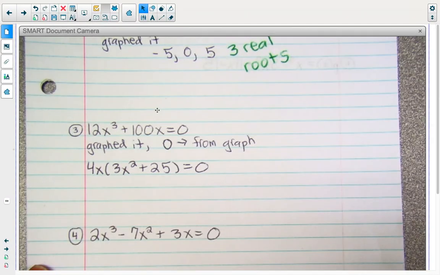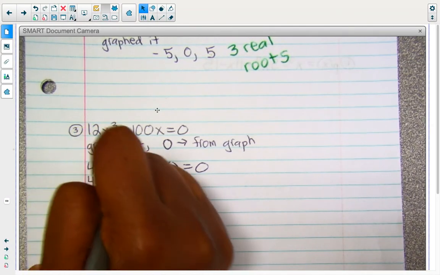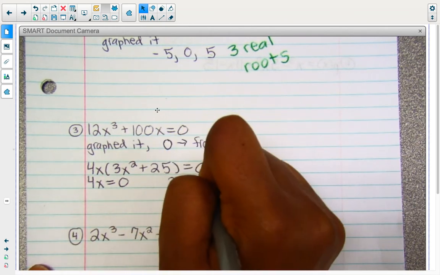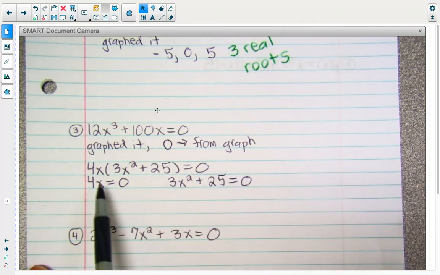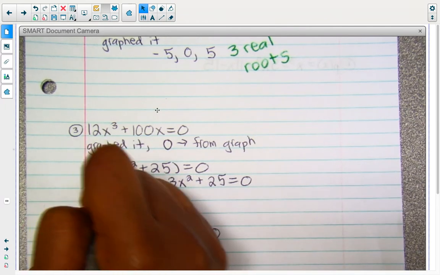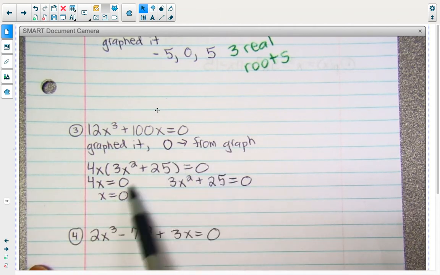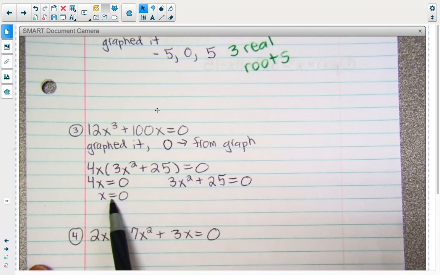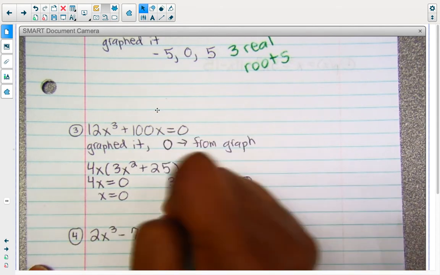Now we set each of our factors equal to 0: 4x equals 0, and 3x squared plus 25 is equal to 0. We go through and we solve each one. The opposite of multiply is divide, and I got 0 here. We should get 0 because I got 0 from the graph. So that corresponds to the fact that it crosses the x-axis at 0, and I got 0 when I factored it. That lets us know we're on a good track. Now I need to solve this one. So I subtract 25 from both sides.